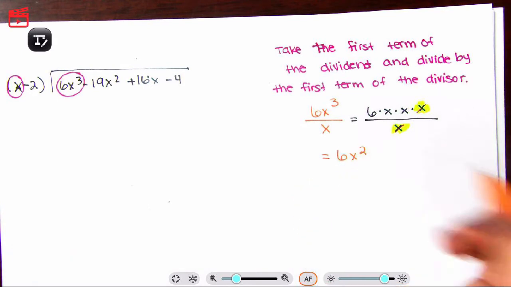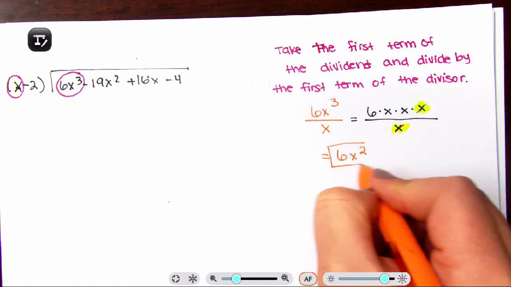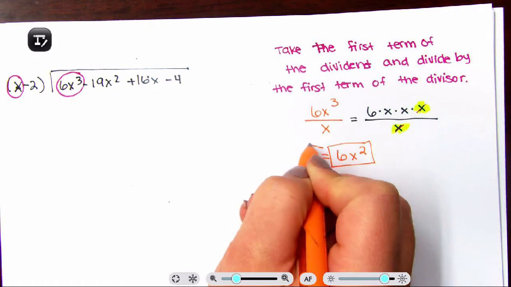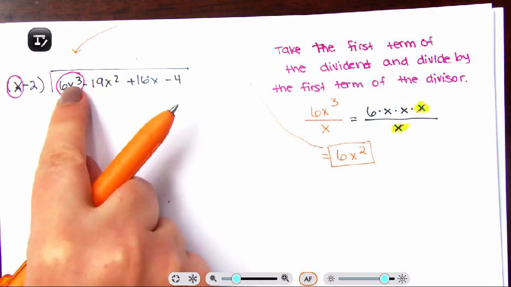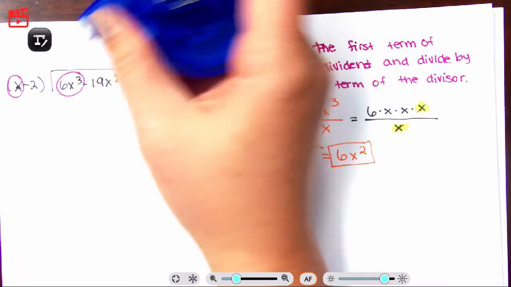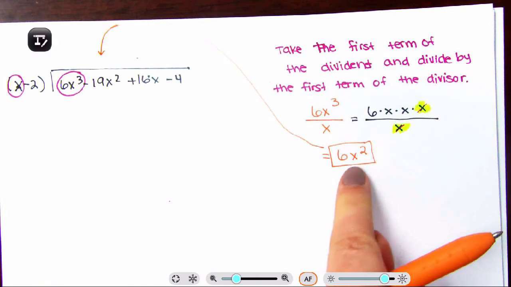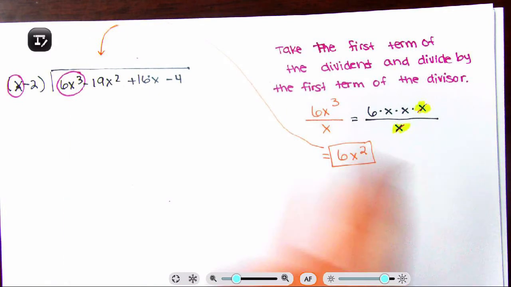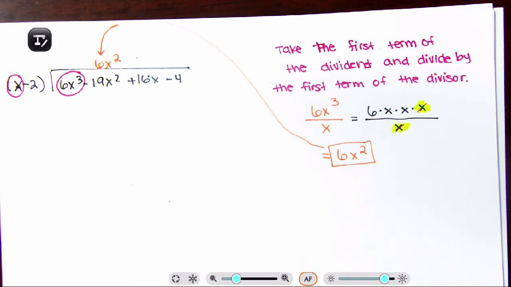I am left over with 6x squared. Now, there's two things that you're going to do with the 6x squared. You're going to take the 6x squared, bring it up, and not write it here. My arrow was a little overshot. You're going to write it on top of the x squared, because we have x squared, and we've got to line things up. So I have 6x squared. That's the first thing you're going to do.